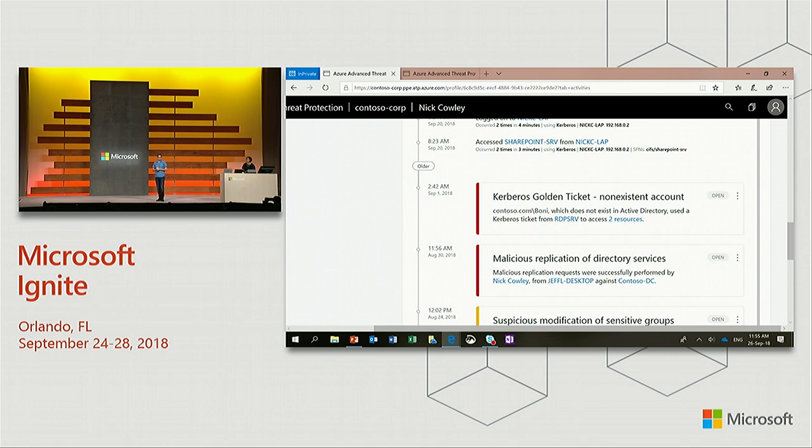So the plot continues, and we can see that Nick was trying to replicate the directory services, and at the end of the day actually gained a golden ticket, which is, from this moment, giving him the ability to grant tickets and technically authenticate on behalf of any user.